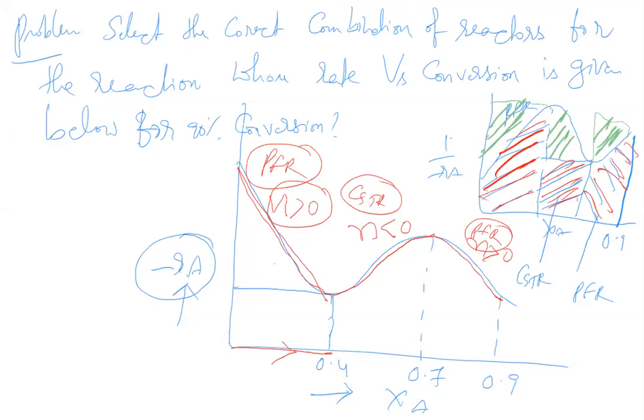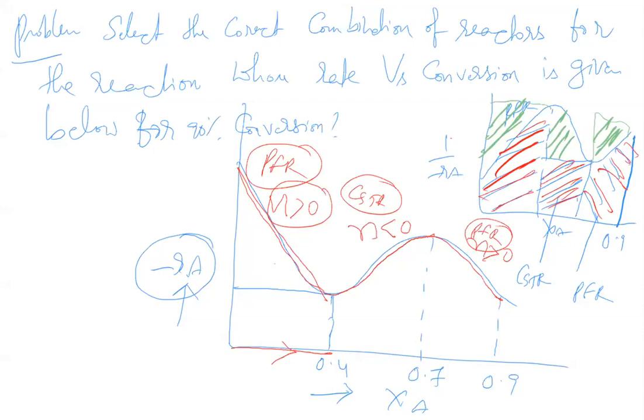I have explained the second graph also. Can you please repeat reactor selection graphically? I have explained reactor selection one more time. In graphical selection also, for n greater than 0, we have written PFR only, not CSTR.